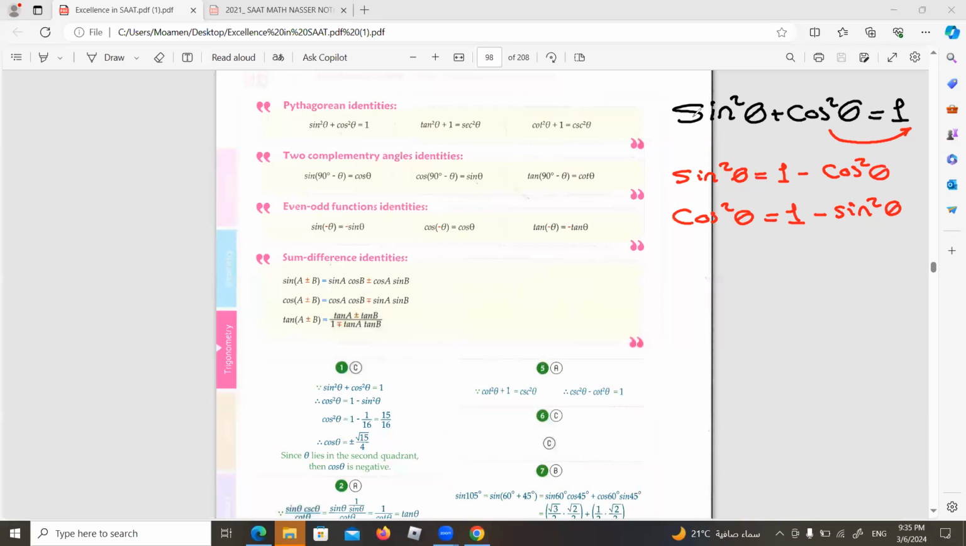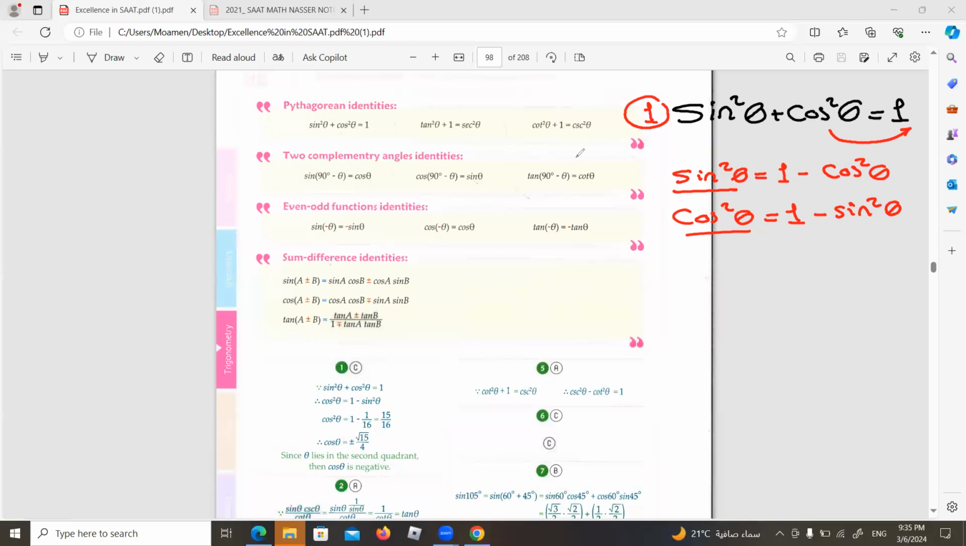And today we also talk about the Pythagorean identity, but with other details. So the main equation is sine squared plus cosine squared equals 1. From it, we can deduce that sine squared equals 1 minus cosine squared, and cosine squared equals 1 minus sine squared. And we have another two rules. You must know them.